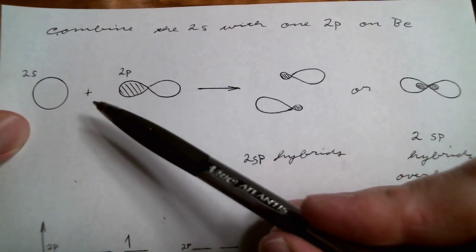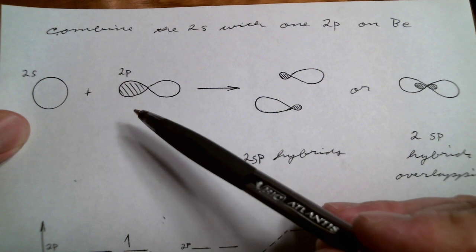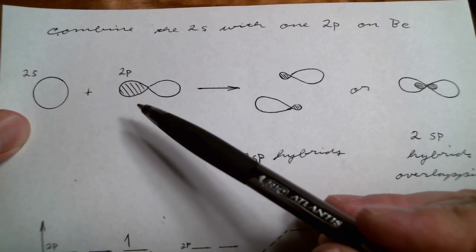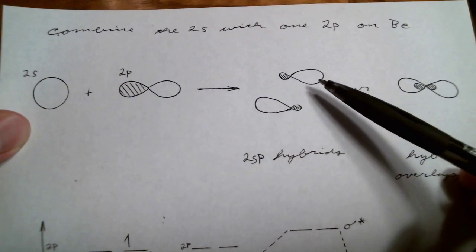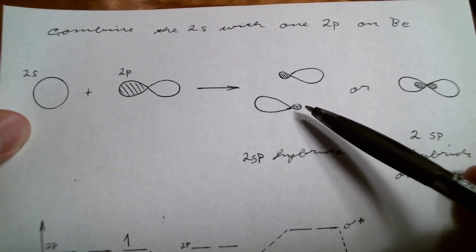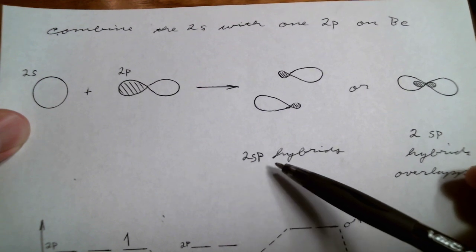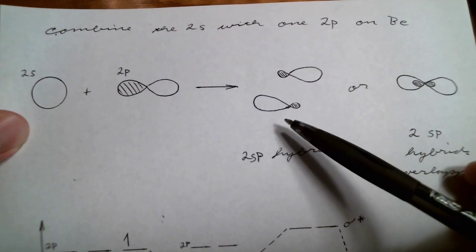So here's a 2s, here's a 2p. I'm going to combine these two. I'm starting with two atomic orbitals, and what I generate is two hybrid atomic orbitals. And what are they? They're sp hybrids. So there are two sp hybrid atomic orbitals.